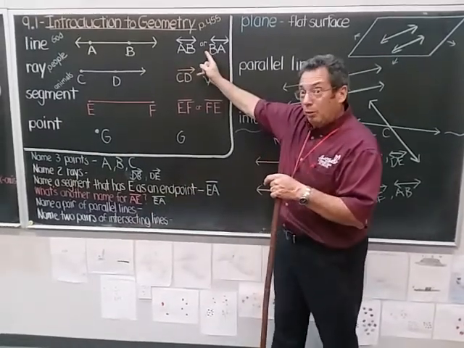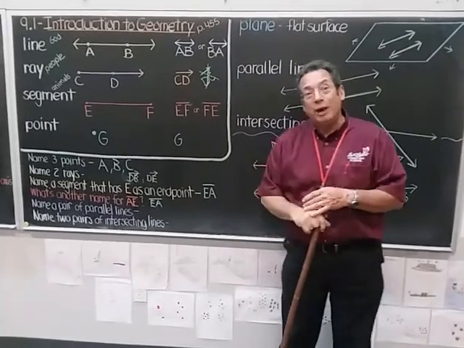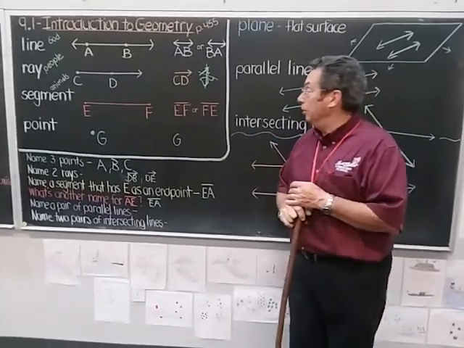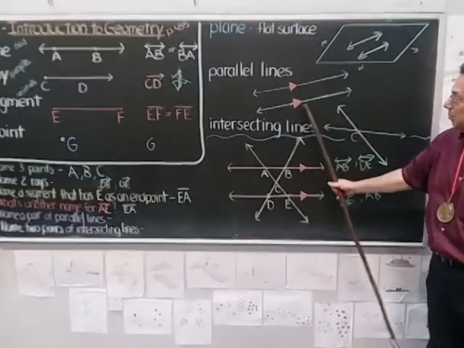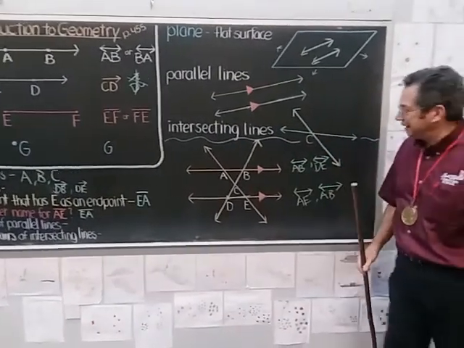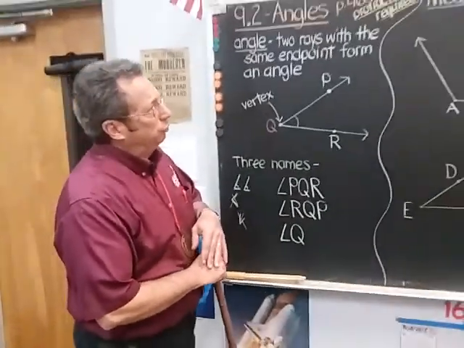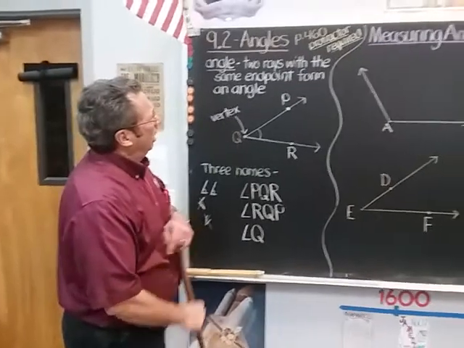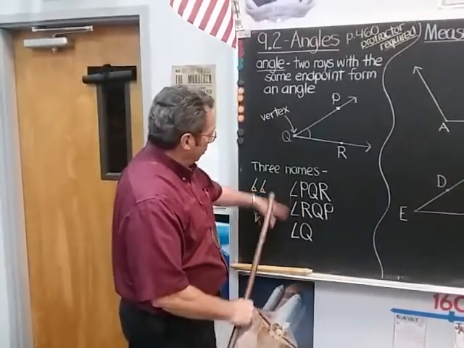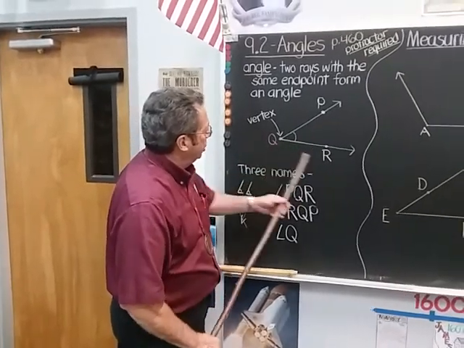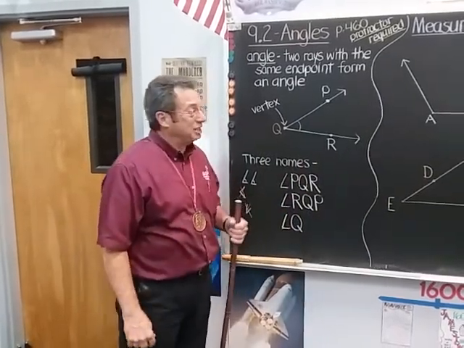Now, I want to make sure you are naming these correctly, saying them, but also writing the right symbol above them. Please review that with you on your own. We learned about a plane, about parallel lines and the symbols to show they're parallel, and about intersecting lines and identifying them. Then, we went to yesterday about angles, not angels, angles. And we learned about angles, how they're two rays with the same endpoint to form an angle. We learned three ways to name an angle. This is angle PQR, or angle RQP, or angle Q, right? Three ways to name it.